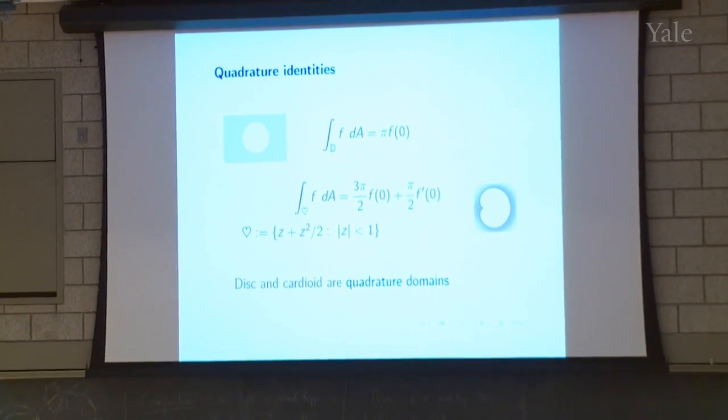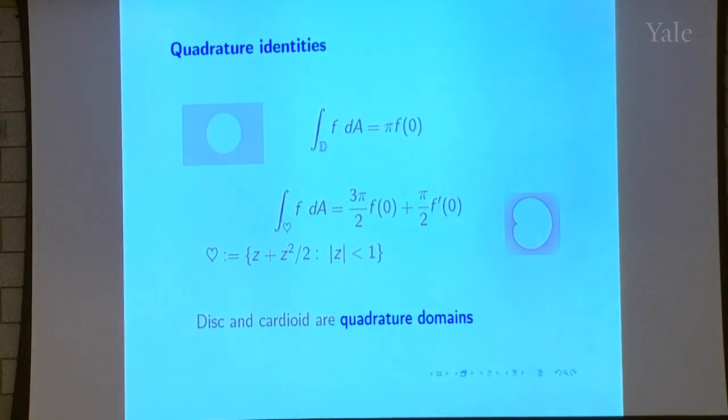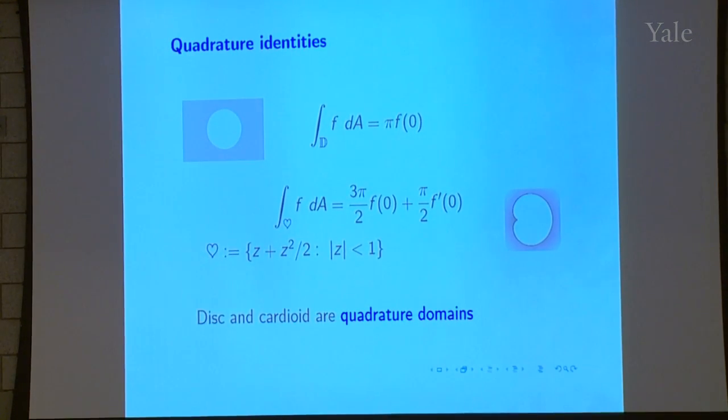The unit disk, D is the notation for the unit disk, is a quadrature domain because there's a mean value property. If you have an analytic function in the unit disk and want to compute the area integral of this function, all you need to do is to take the value of this function at zero. The second example of a quadrature domain is a cardioid. The definition is given here, and to compute the area integral over the cardioid, you need to know the value of the function and the derivative of the function at zero.